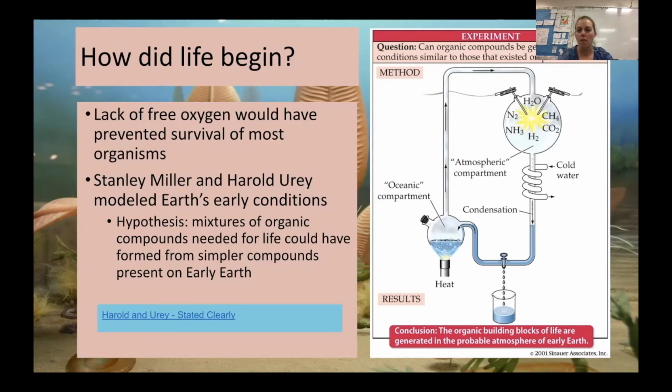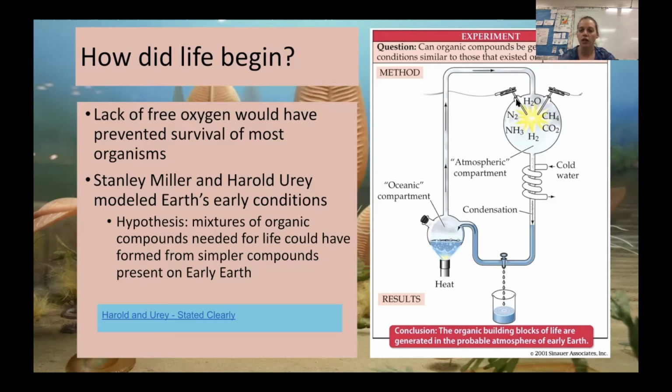So they set up a model to show what early Earth looked like. Here we have our oceanic compartment, lots of salt water. They are applying heat to get the water to evaporate, and part of that water is going to go up here into the atmosphere. So we have H2O. We also have methane, carbon dioxide, hydrogen, ammonia, and nitrogen here in this atmospheric component. Again, these are the molecules that we would have seen collecting in the atmosphere due to those volcanic eruptions.